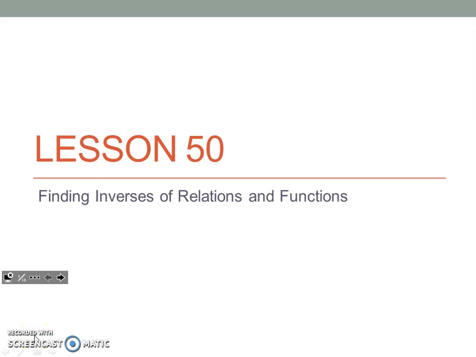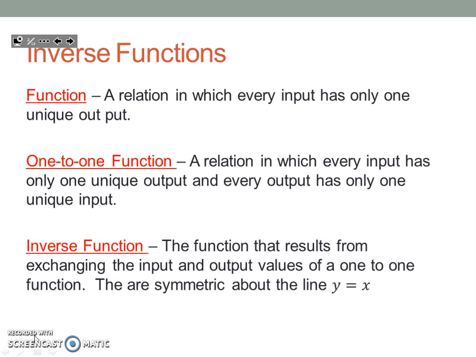Okay, today we're going over finding inverses of relations and functions. Basically, we're just going to go over finding inverses of functions. So first off, definition: a function is a relationship in which every input has only one unique output. We've gone over that before when we're defining functions. We're going to talk about a specific type of function. It's called a one-to-one function.